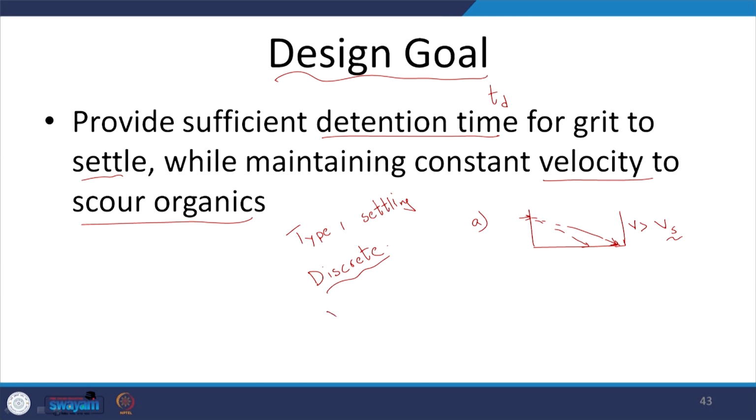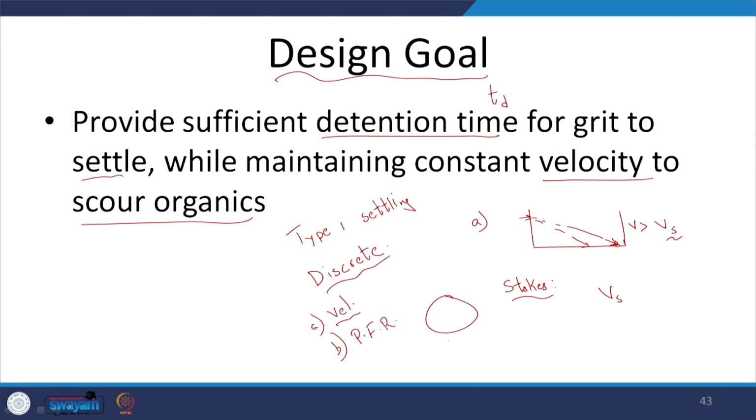But the assumptions are that the velocity is constant in this system, and we assume that it is a plug flow reactor. That is something that we mentioned and discussed earlier. So, there are some assumptions that we have to make, at least in this case. Again, for type 1 settling, we know Stokes law, and that will give you an idea about the settling velocity. Again, how can we get that?